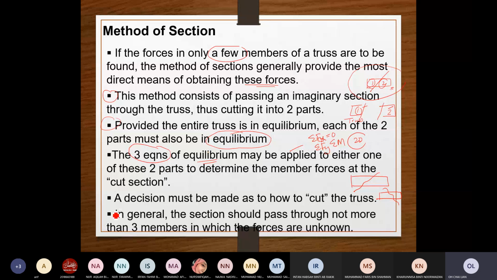So in general, the last statement, the section should pass through not more than 3 members. This is a guideline or tip, because if more than that, we just cannot solve it. We have only these 3 equilibrium equations that we use. If more than that, there will be too many unknowns for the equations, and we are unable to solve it.